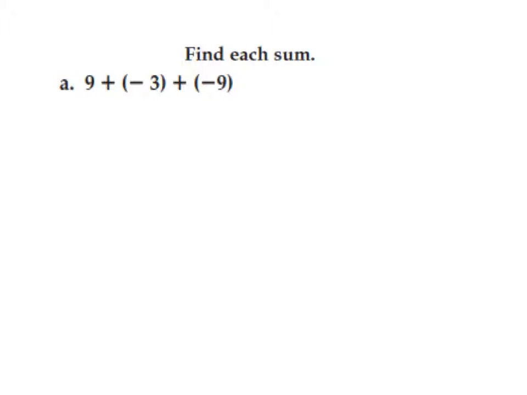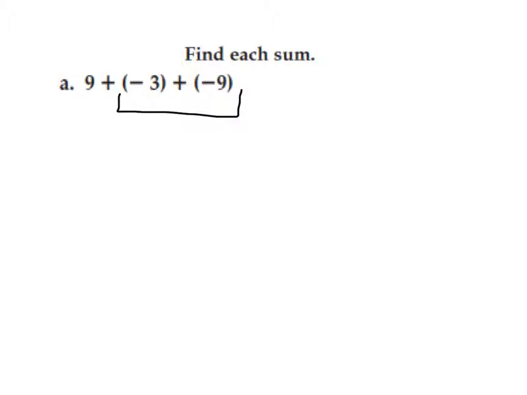In this slide, we are on our second objective, which is to add more than two integers. In problem A, we have 9 plus negative 3 plus negative 9. I am going to start off looking for integers with the same sign. I notice negative 3 and negative 9 are the same, so I'm going to work with those first. This is what we would call the associative or commutative property, where we're grouping like terms together, or like signs together.